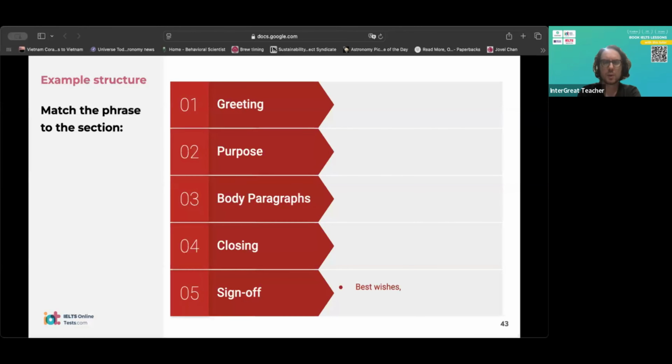And in this case, we have some typical phrases. You probably have seen many of these before that we use. One of them is best wishes, and this is used in the sign-off. So guys, can you match which phrases we should be using, on which section they should go in?